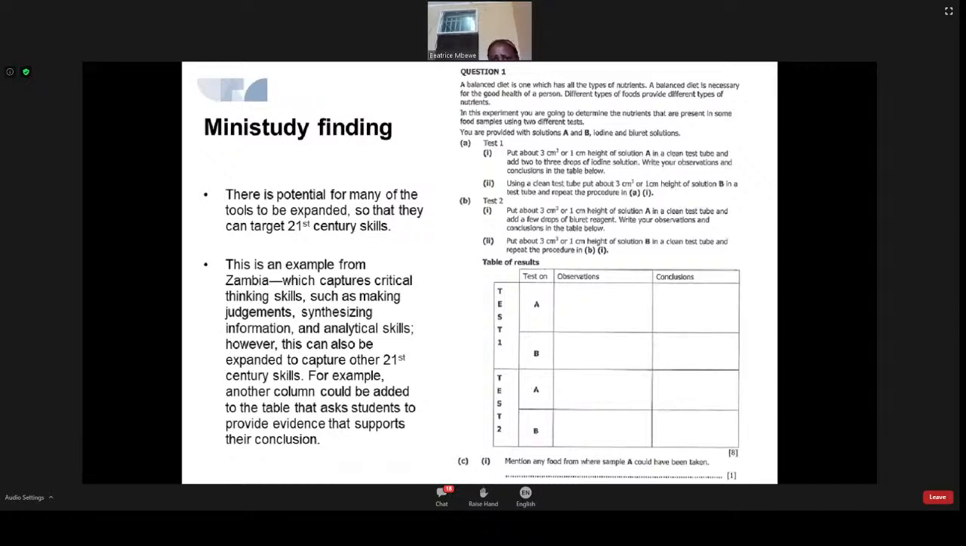We actually have a question here for a science question where learners are supposed to carry out an experiment, make observations, and then draw conclusions. From what you can see there, something is missing, because learners cannot make conclusions without having a column for evidence. Such questions need to be tweaked a bit so that they can be improved upon, so that they can capture the 21st century skills.